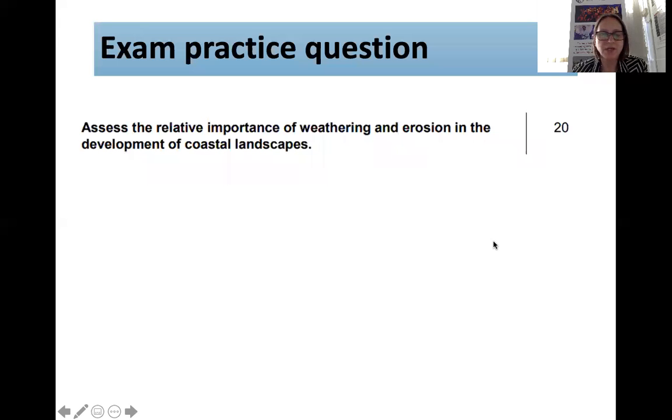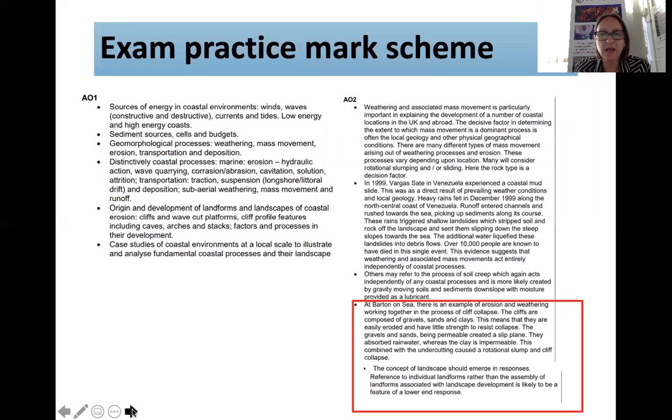So one exam question that you could have a go at is assessing the relative importance of weathering and erosion in the development of coastal landscapes. So using this as a case study to back up your ideas around weathering and erosion, the way that you could do that is here.